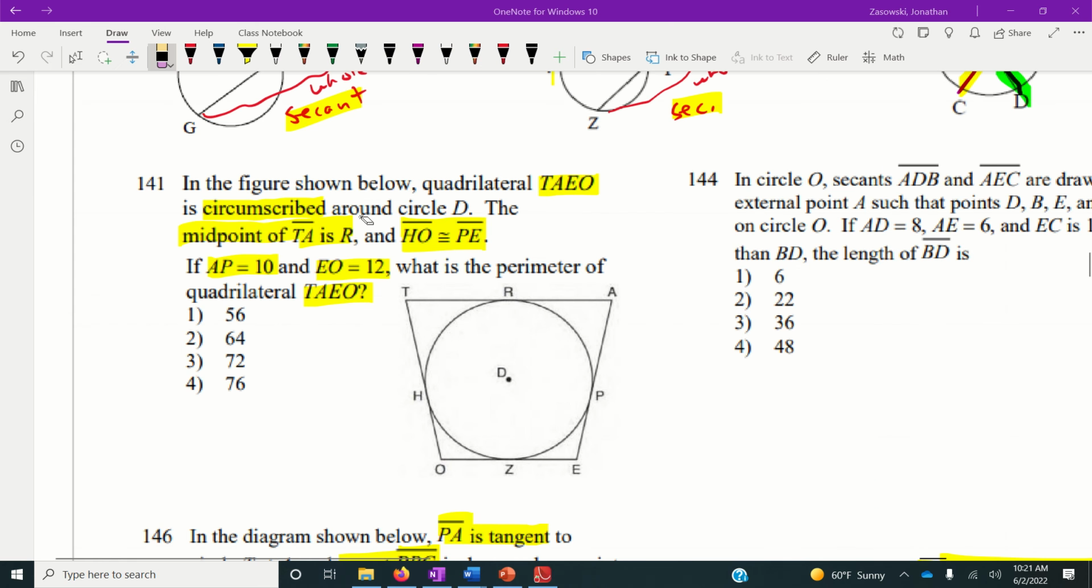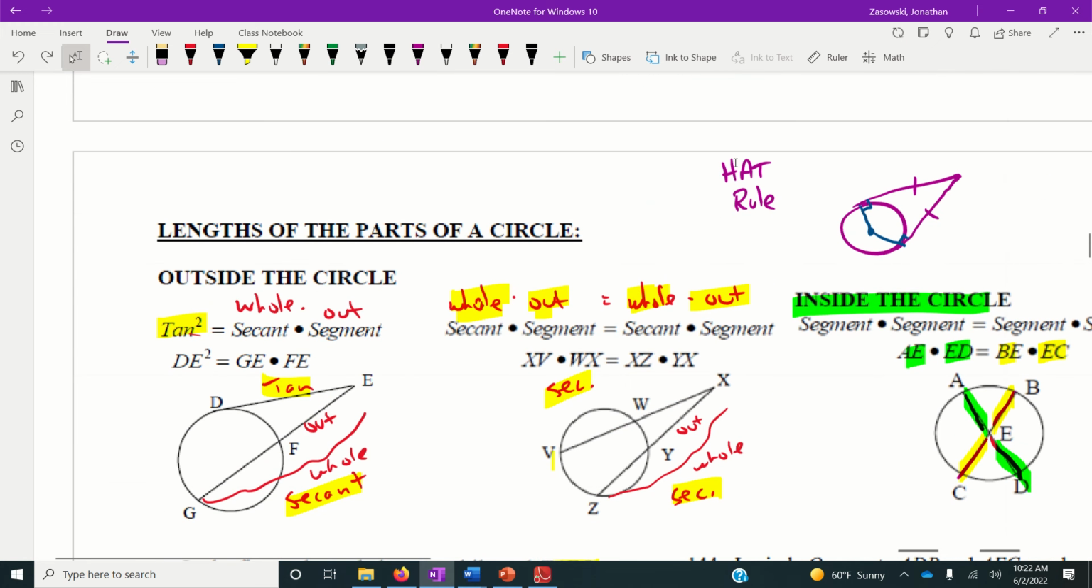All right, number 141, we have the figure below. Oh, geez, we're erasing stuff already. This is a quadrilateral that's circumscribed, so the circle's inside of it, which basically means that we are getting what's called the hat rule. So remember, in the hat rule, if the two tangent lines are outside the circle from the same point, those two tangent lines are equal. So a tangent line is equal to a tangent line. And if we connect a radius out, which happens on some questions, it's going to form a right angle.